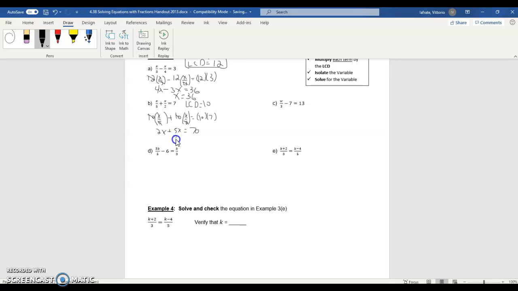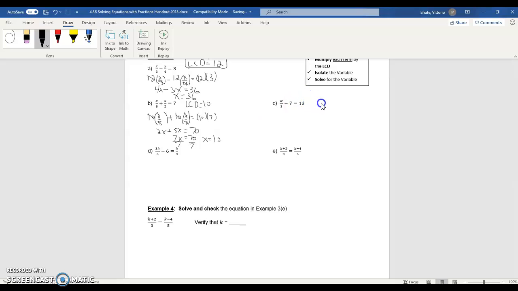So we'll get 2x plus 5x is 7x is equal to 70. And then we can simply do our inverse operation of multiplication, which is division. So divide by 7 on the left side. We have to do the same thing on the right side. And so we get x is equal to 10, just like that.